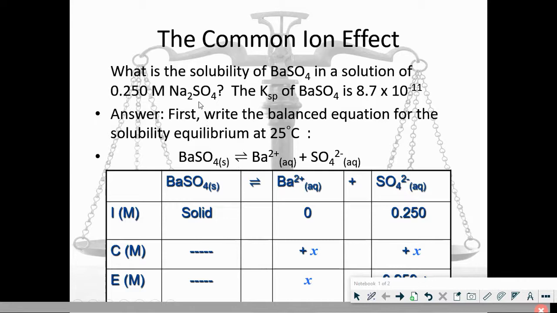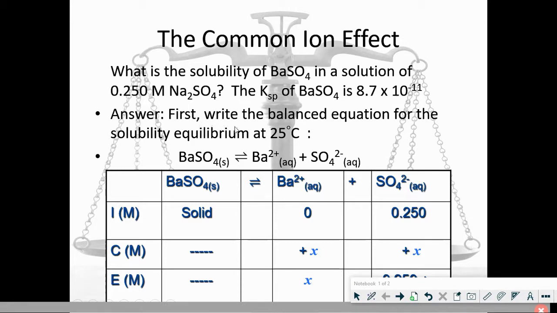Let's try this with an example. Barium sulfate. What is the solubility of barium sulfate in a solution of sodium sulfate? The concentration of sodium sulfate is 0.250 molar. You can look in the back of the textbook to find the KSP of barium sulfate.